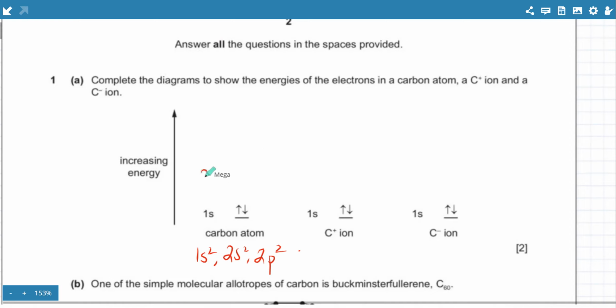What comes above 1s? That's going to be 2s, and it's going to have 2 electrons, and they're going to be paired. Okay, so both of them are going to be paired. And then you're going to have 2p, which is going to have 3 orbitals, 2px, 2py, and 2pz. There would be only 2 electrons in them, and the one remaining would be empty. This is 2px, this is 2py, and this one over here is 2pz.